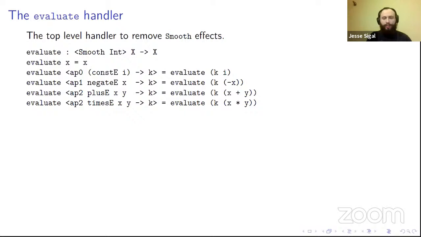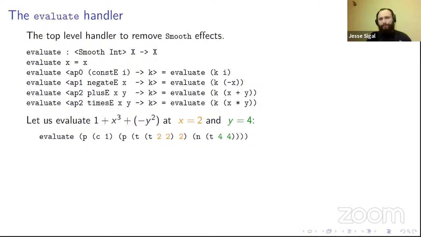So let's do some example evaluations to see how Frank works. Let's evaluate the following expression, 1 plus x cubed plus minus x squared, at x equals 2 and y equals 4. I've written that out here, and I've substituted in x and y already. We could just as easily have had a let expression, and it doesn't really make any difference.